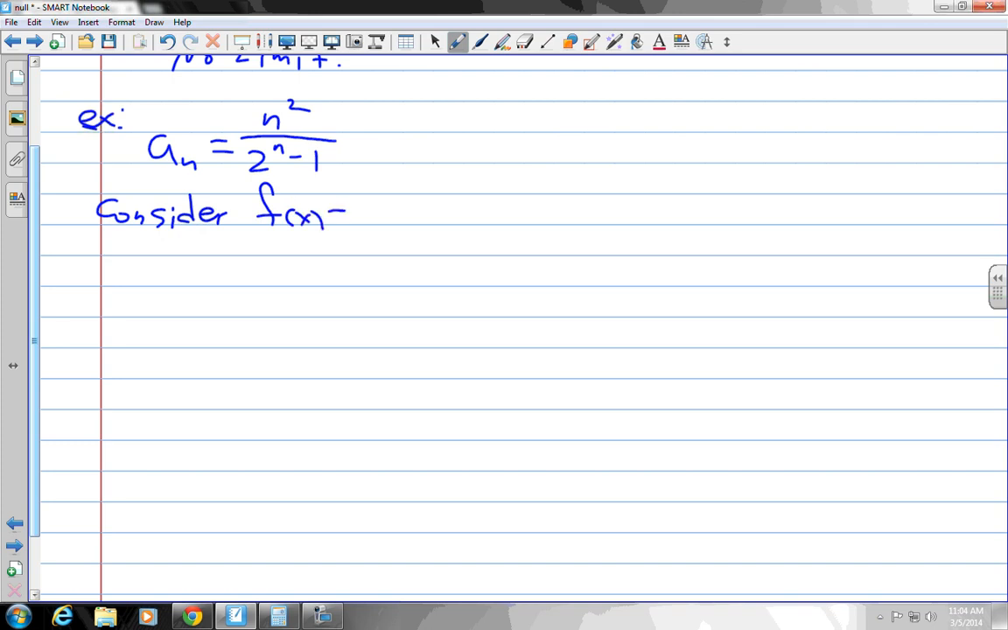a function, which is x squared over 2 to the x minus 1. And we'll try to take the limit as x goes to infinity of x squared over 2 to the x minus 1. So how are we going to do that with some mathematical precision? Use L'Hopital, right? Because there's nothing I can do algebraically, because clearly this is infinity over infinity case.